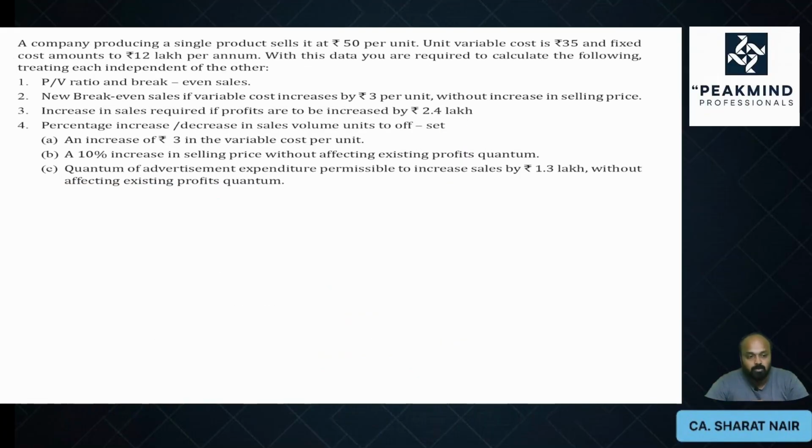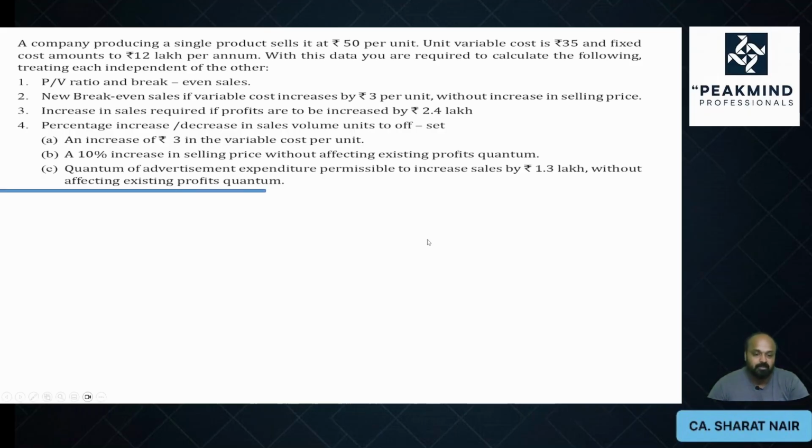Okay. Now, the last part of the question, that is the quantum of additional advertisement expenditure permissible to increase the sales by 1,30,000 without affecting the existing profit volume. Here, I believe there is a small mistake. The fourth question should have only part A and part B. The quantum of advertisement expenditure permissible to increase the sales by 1,30,000 without affecting the existing profit should be the fifth part of the question. Why am I saying so? By looking at the workbook answer, it seems so. So instead of being the subpart C of point number 4, it should have been a separate independent question as part 5. I hope it is clear.